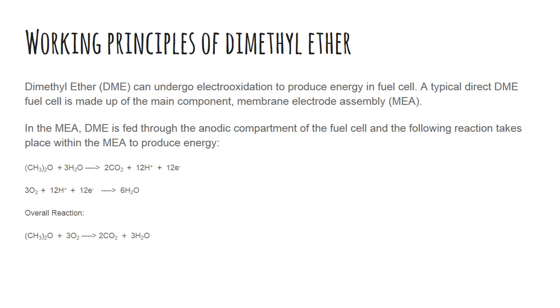For the working principle of dimethyl ether, also known as DME, it can undergo electrooxidation to produce energy in a fuel cell. A typical direct DME fuel cell is made up of the main component, membrane electrode assembly, also known as the MEA. In the MEA, DME is fed through the anodic compartment of the fuel cell and the following reaction takes place. For the overall reaction, the dimethyl ether reacts with oxygen to produce carbon dioxide and water.